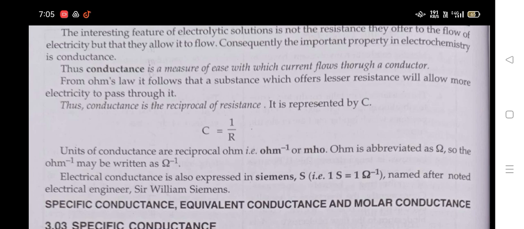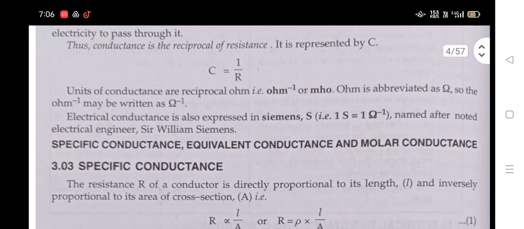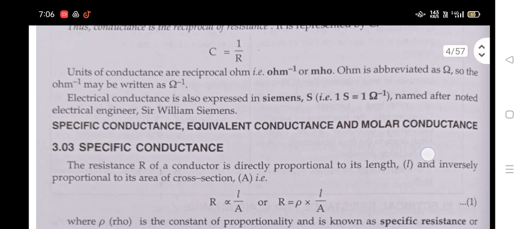Unit of conductance is reciprocal of ohm or mho. Ohm is abbreviated as omega. Electrical conductance is also expressed in Siemens, named after the noted electrical engineer Sir William Siemens. Specific conductance, equivalent conductance, and molar conductance.